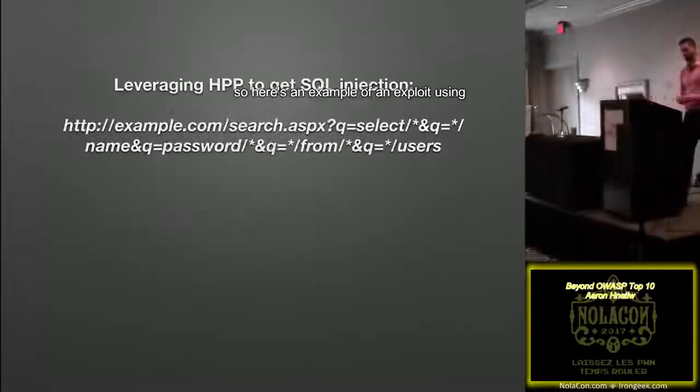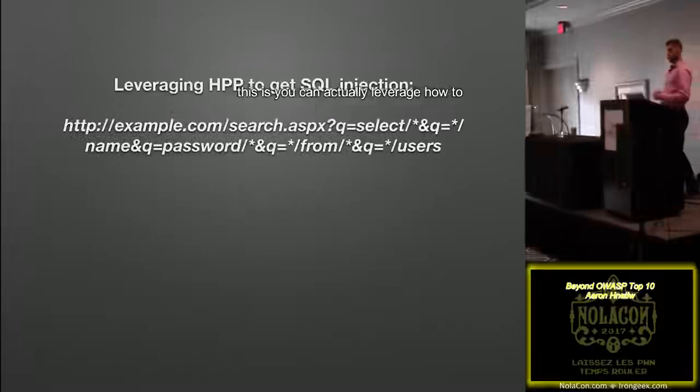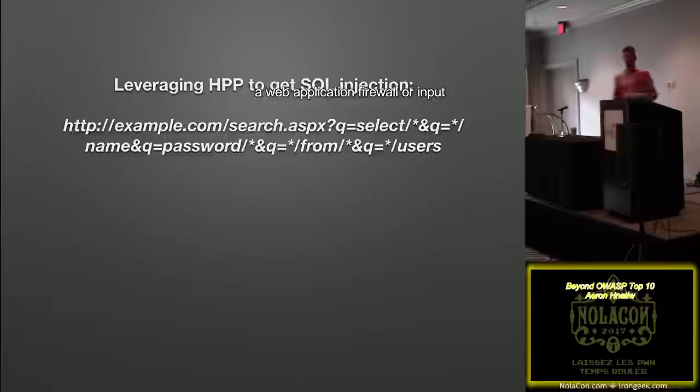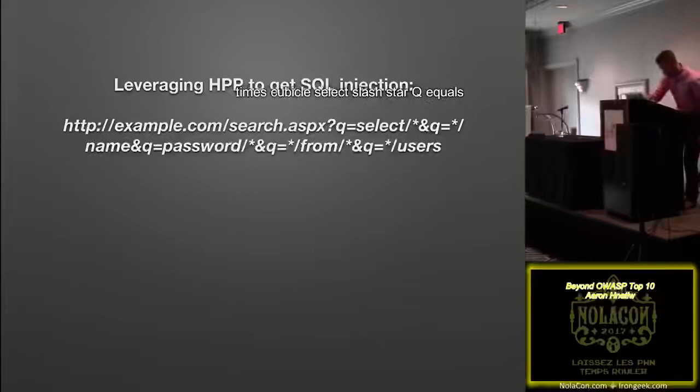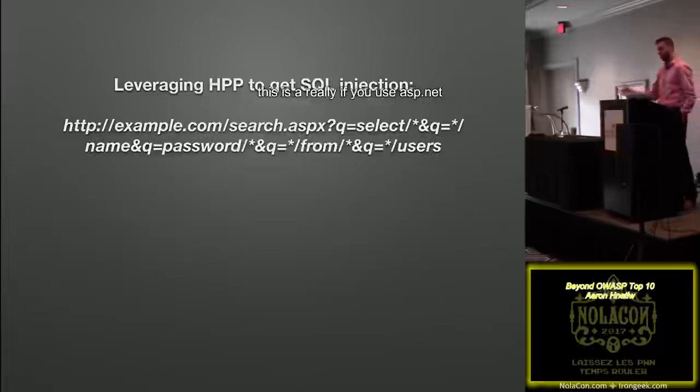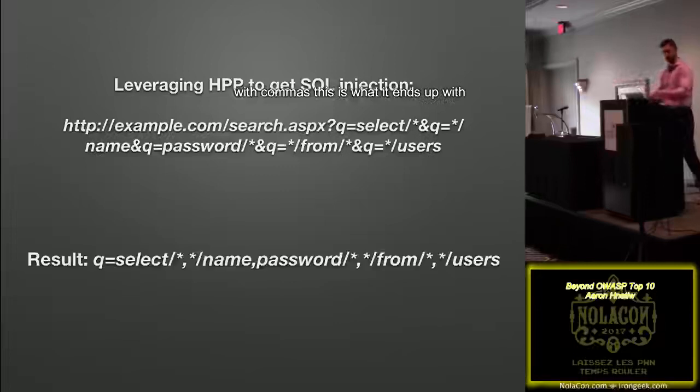So here's an example of an exploit using this. You can actually leverage HTTP parameter pollution to get SQL injection. If you have something like a web application firewall or input validation that's looking for SQL statements in the query, you can split it up. For example, in ASP.NET, you look at the q parameter here, q happens a bunch of times. q equals select /*, q equals */name, and so on and so forth. Because ASP.NET concatenates all the values with commas, this is what it ends up with.